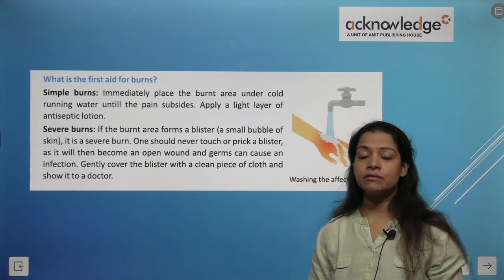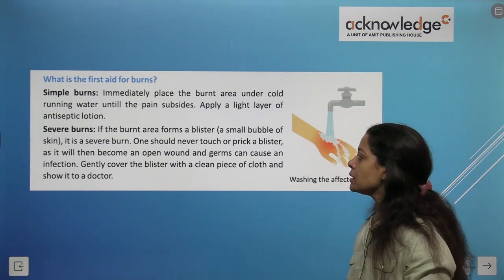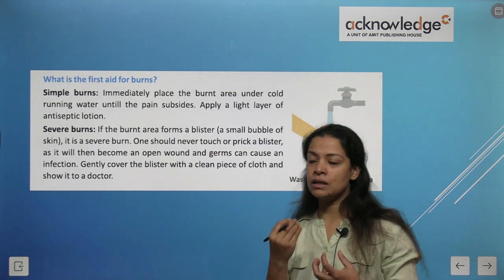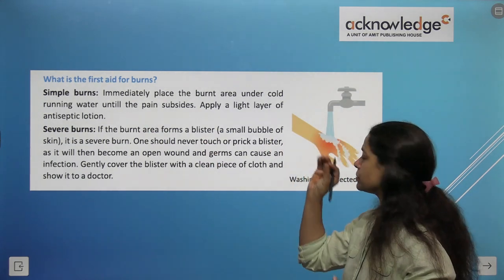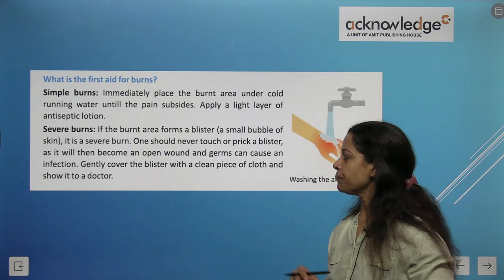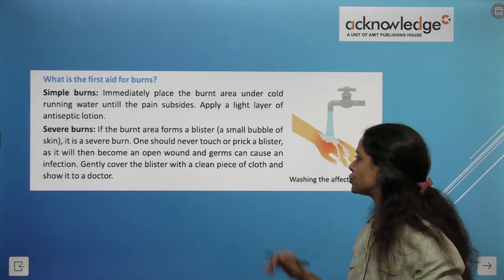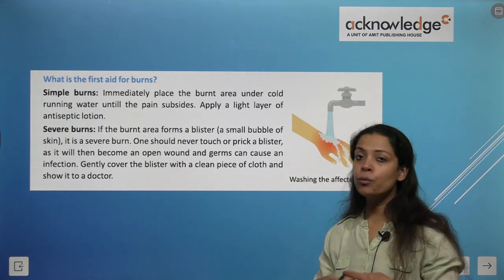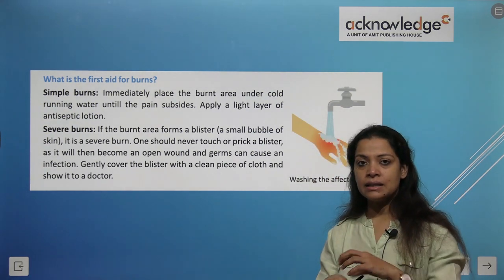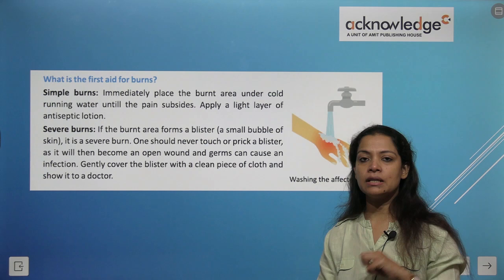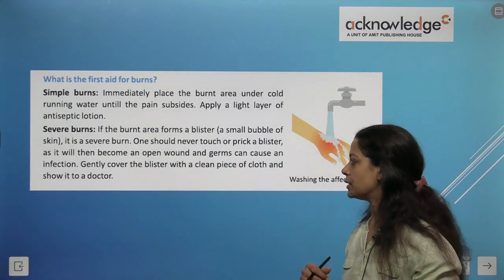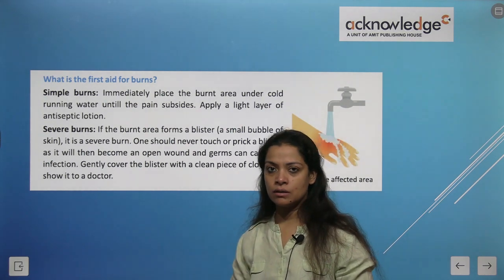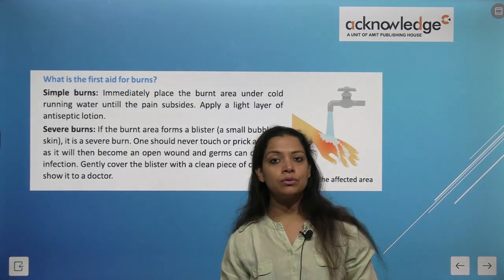For severe burns, if the burning is much more severe and it forms blisters, that is a bubble of skin after burning, one should never touch or prick a blister, as it will then become an open wound. That will cause more injury, and germs will be activated on it. So gently cover the blister with a clean piece of cotton cloth and take him to the doctor.